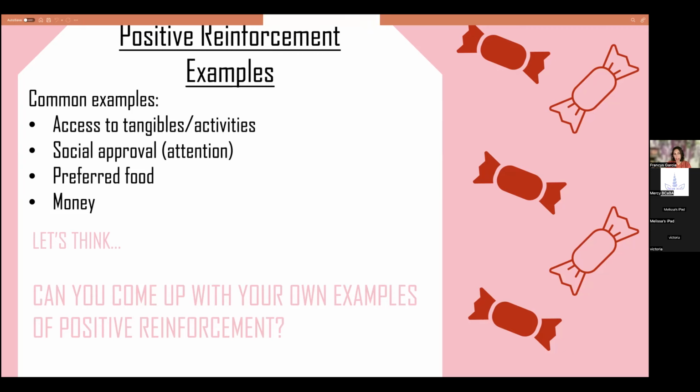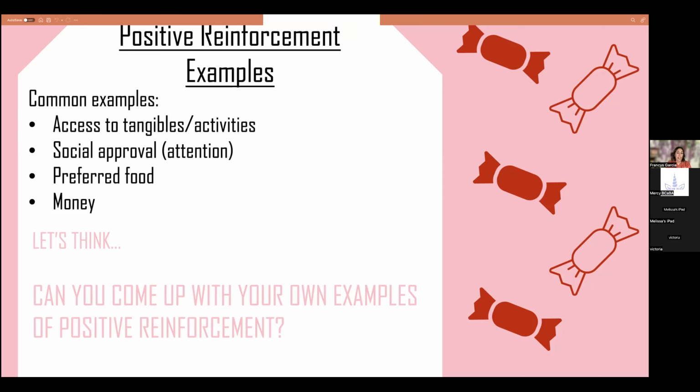So access to tangibles, things that you want or activities, social approval, attention, preferred food, in other words, edibles. So if you're an individual that gets motivated by food, like snacks, M&Ms, that could be a form of positive reinforcement. You're adding something. And money, just to use a more basic, generalized reinforcer. Money is something that we all work very hard to get because money can get us other things.